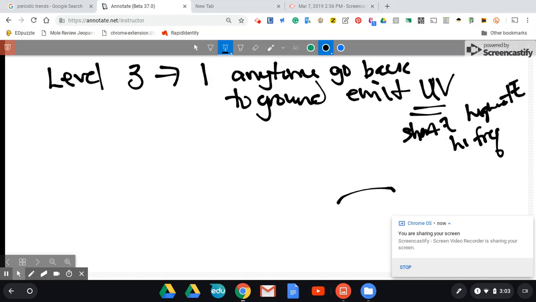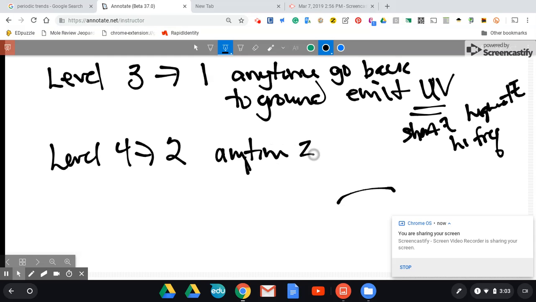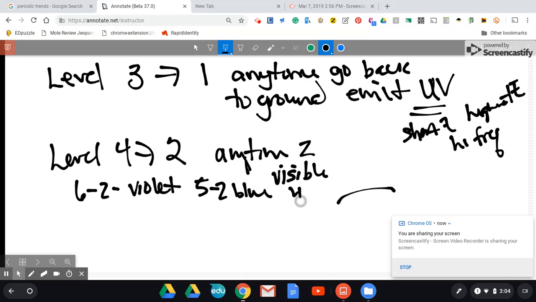So let's say I'm at level 4, but I stop at level 2. Anytime I stop at 2, meaning I'm falling back to 2, I'm going to give off some form of visible light. Now, I gave you specific colors that you need to remember. If I am 6 to 2, it's violet. 5 to 2, it's blue. 4 to 2, it's green. And 3 to 2 is red.